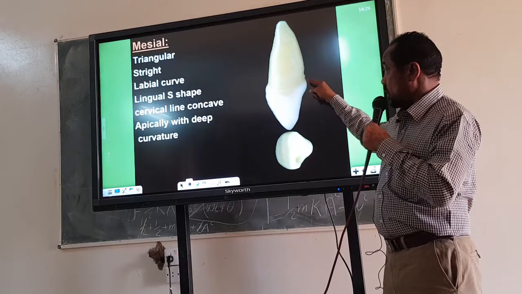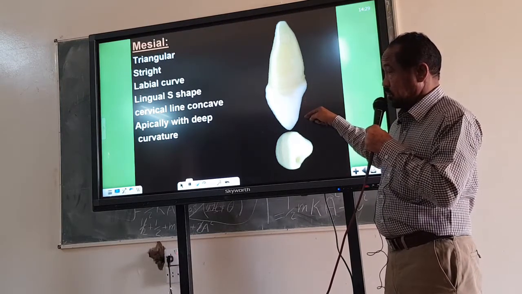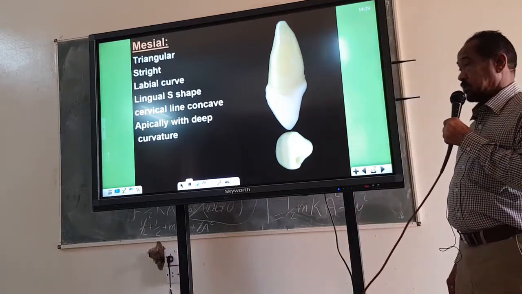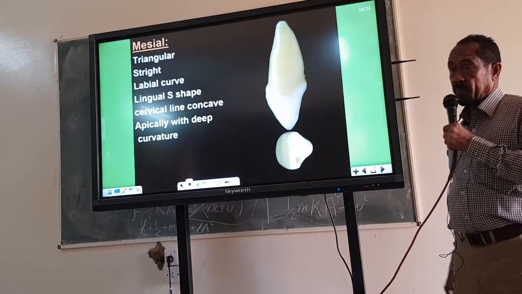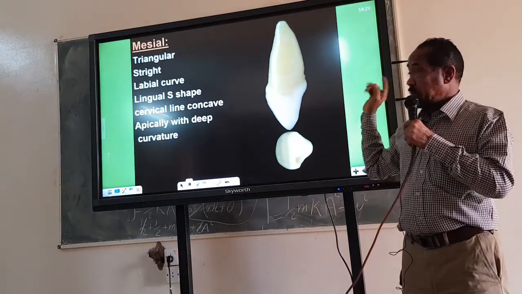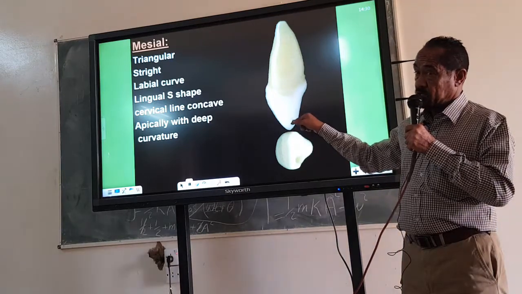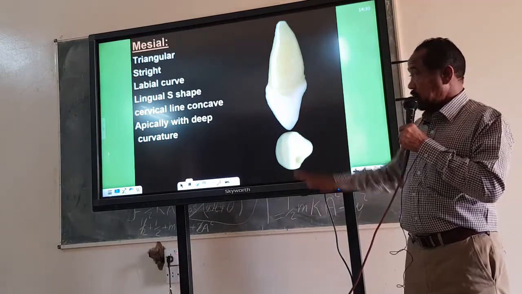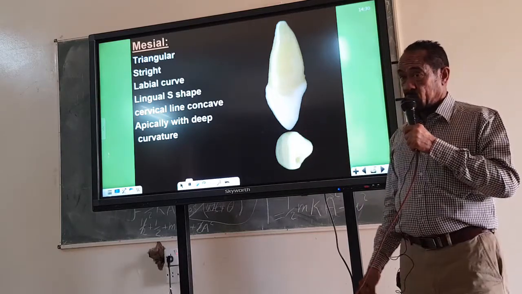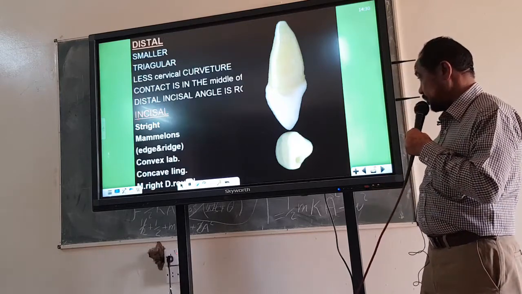Lingual S shape. What do you mean by S shape? Convex on the cingulum, concave in the fossa, convex on the incisal edge. What else? The mesial cervical curvature is deeper than distal. Then contact is incisally or at the junction of the incisal third and the middle third. This surface is straight. This surface, its mesioincisal angle is sharp. These things are not present in the distal.